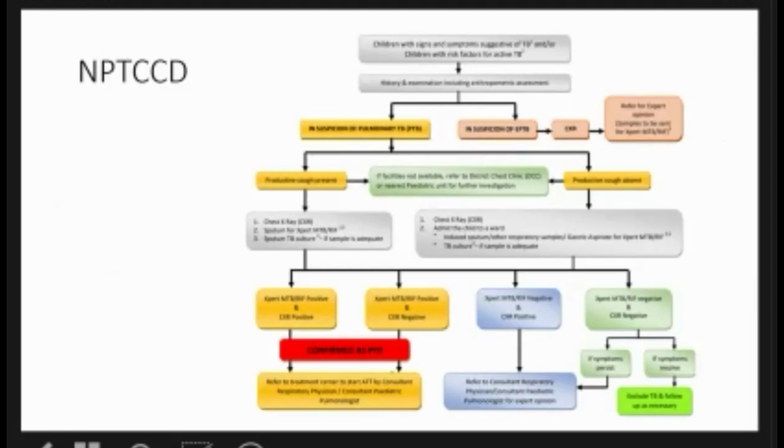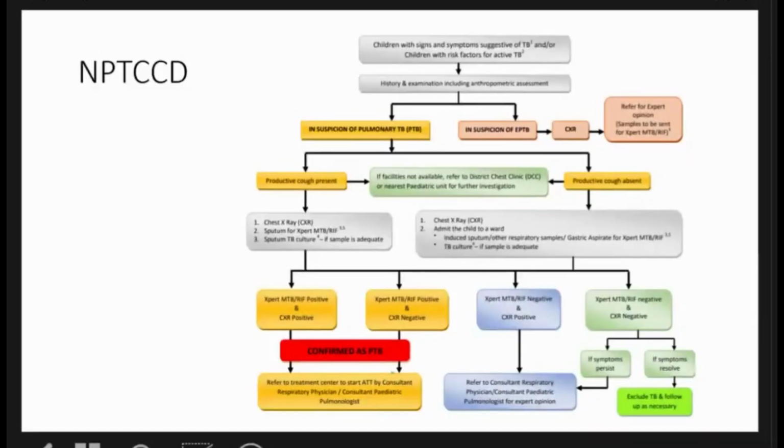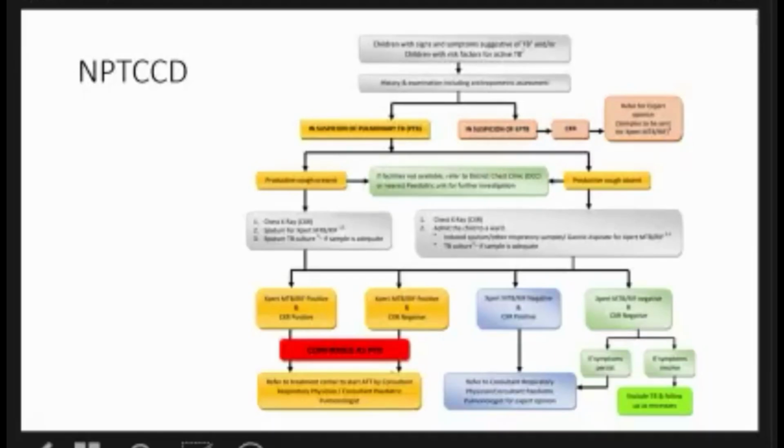Okay, so the Pediatric TB Guidelines in Sri Lanka: if we are suspecting tuberculosis clinically, then we have to see whether this is pulmonary TB or extrapulmonary TB. I'm not going to talk about the extrapulmonary TB here. And if we are suspecting pulmonary TB, we have to see whether this child can expectorate mucus and if the cough is present. If the cough is present, then we go through this arm, and if cough is not present, we go through this arm.